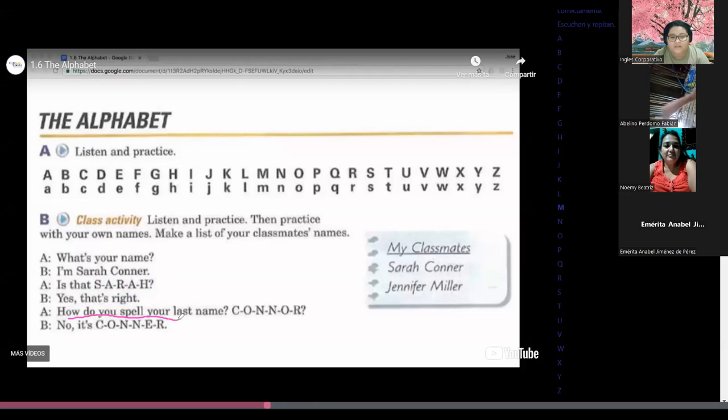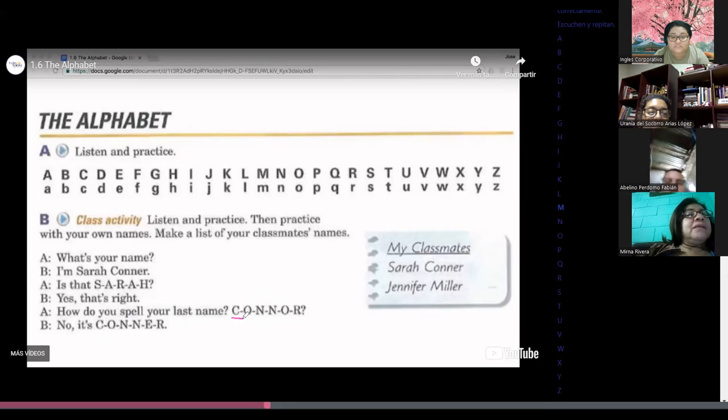How do you spell your last name? ¿Cómo deletreas? Cuando decimos spell nos referimos a deletrear. How do you spell your last name? ¿Cómo deletreas tu apellido? Connor, entonces decimos C-O-N-N-O-R. Good. Y le dicen no, it's Connor. Es con E instead of O.